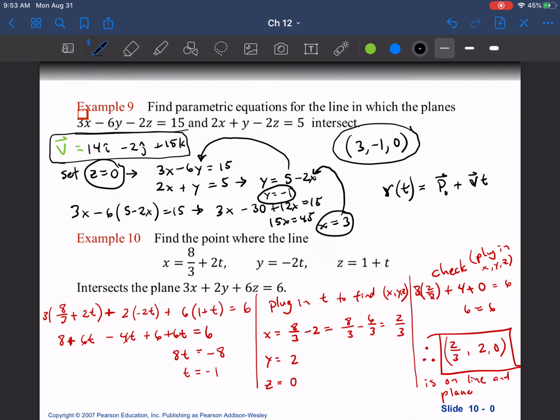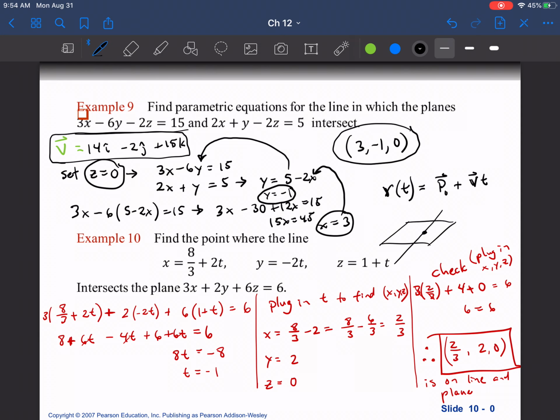Okay? On the next one, you can see here, I went through and actually already solved this. And this one says, find the point where the line x equals 8/3 plus 2t, y equals negative 2t, and z equals 1 plus t intersects the plane. So we have a line, right? We have a plane, and then we have some line running through it, and it's going to intersect it at some point. And that's the point we want to find.